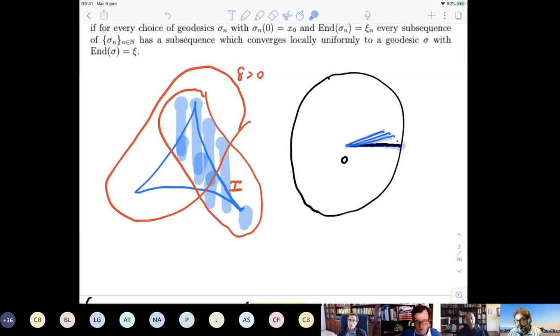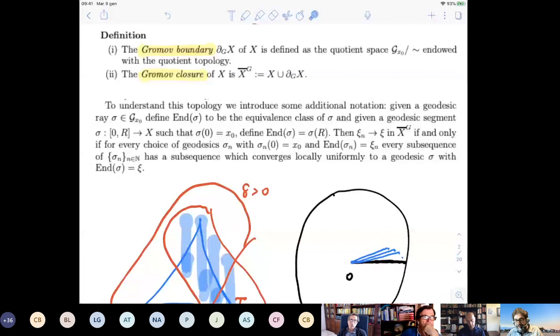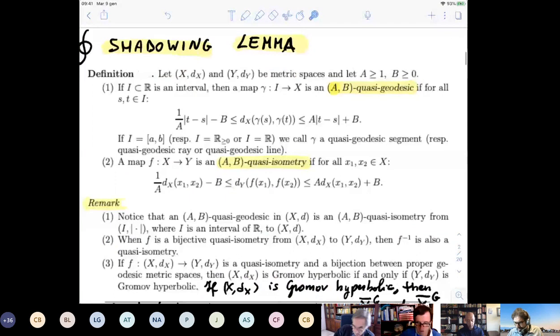So in any case, if you have a Gromov hyperbolic space, you can give it a topology, and this is going to be a metrizable topology, and so in particular it's also Hausdorff and compact, giving a compact space. But I never use the fact that the space is compact. What is very, very important to me is the so-called shadowing lemma.